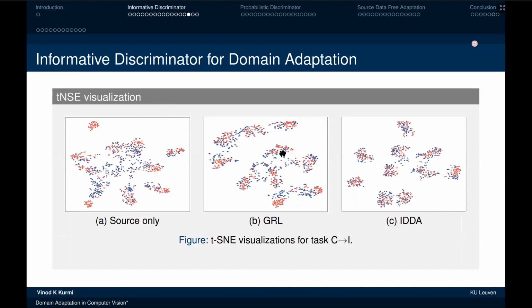So this is some basic visualization. Here GRL means the binary discriminator setup. We can see the features are domain invariant, but they have lost some of the class information property. But in EDA we have more clean clusters compared to GRL. So we can see that our EDA method is capturing the class information as well as the domain invariant features.